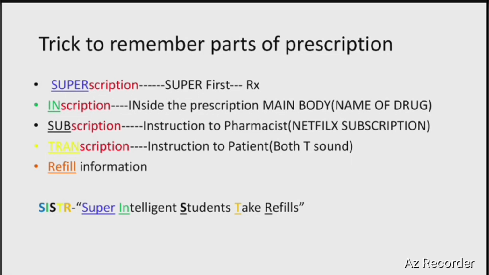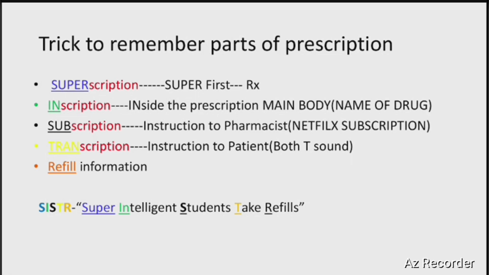Super means first, symbol Rx. Inscription: inside the prescription, main body, name of the drug. Subscription: instructions to the pharmacist. Now, how to remember subscription? If we purchase any subscription to Amazon, Netflix, etc., who benefits? Us. Who are we? We are the pharmacist. So subscription: instruction to the pharmacist. Transcription or signatura is instruction to the patient. Patient and transcription both have the ter sound. So transcription: instructions to the patient.